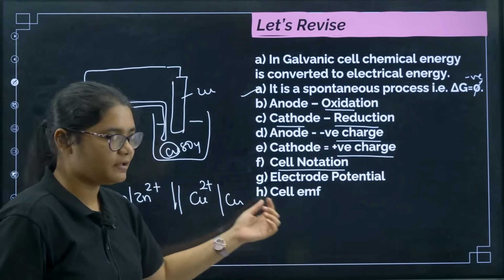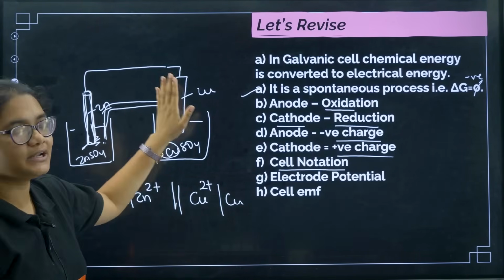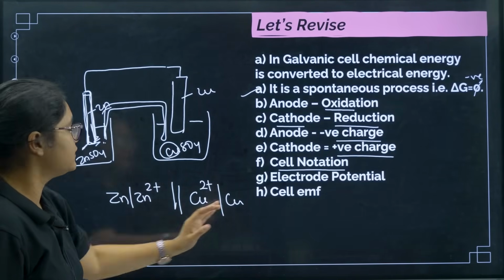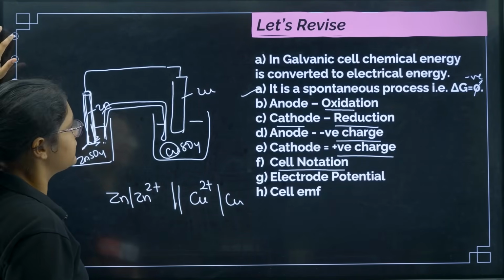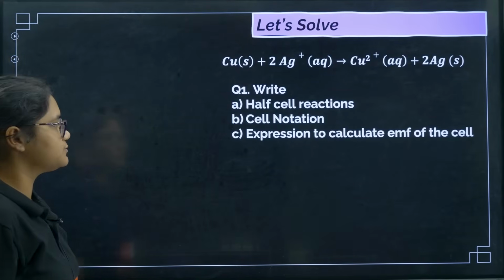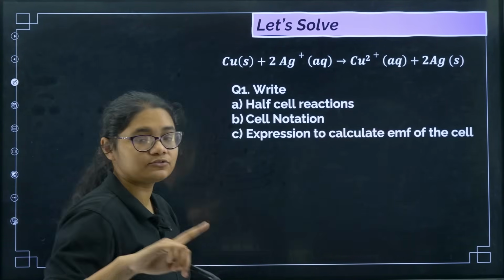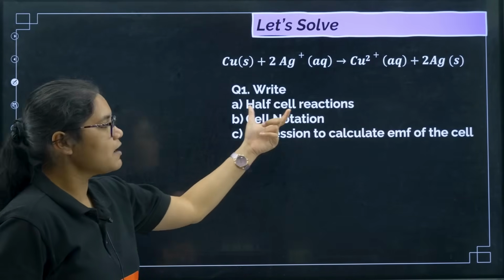Next, what is cell EMF? The difference between the anode potential and cathode potential is called your cell EMF. These are the terms that we have discussed, and I hope it is clear to everyone. So let's do a small question here. Cu + 2Ag+ gives Cu2+ + 2Ag. Write the half cell reactions.